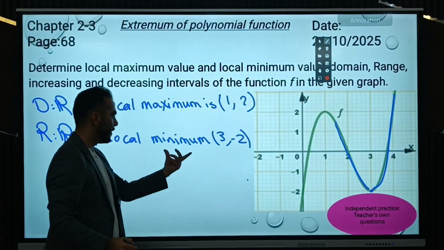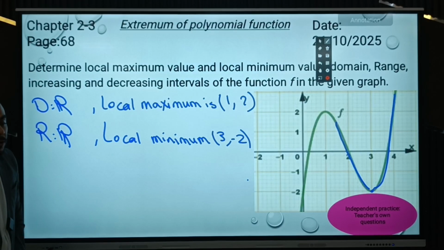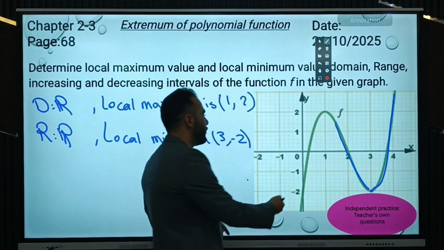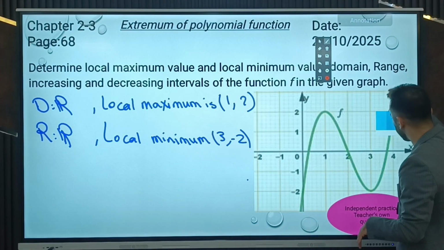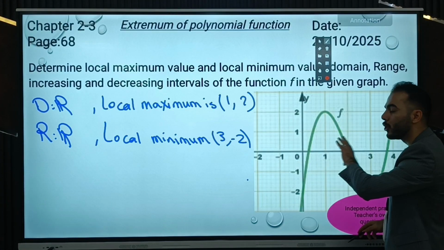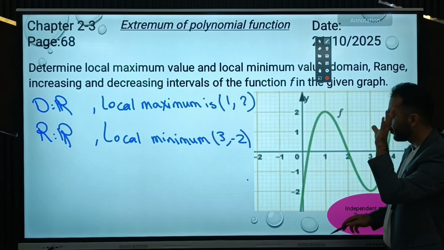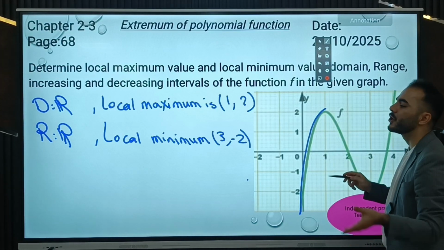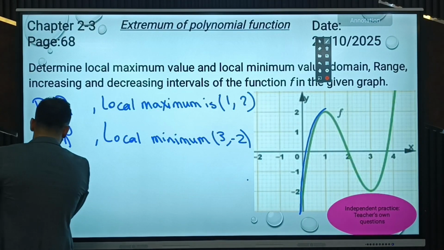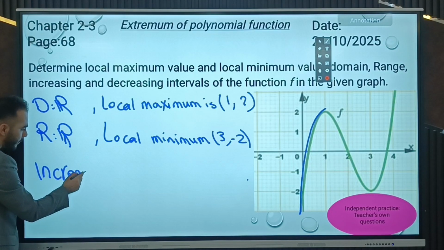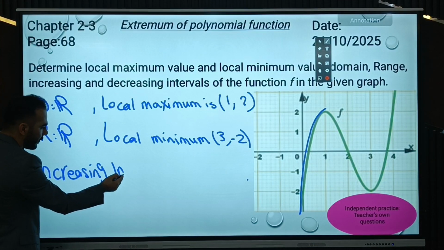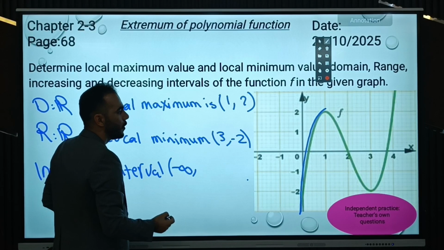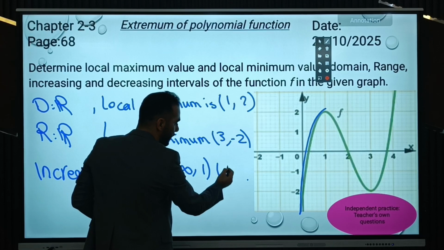Perfect. Then what else? So increasing and decreasing. As you can see based on the graph, ladies and gentlemen, take a look at this graph. From left to right, always you need to consider the graph from left to right. From negative infinity until 1, it's increasing. So the increasing interval is from negative infinity to positive 1, union, as well as from this point, it's increasing until positive infinity.